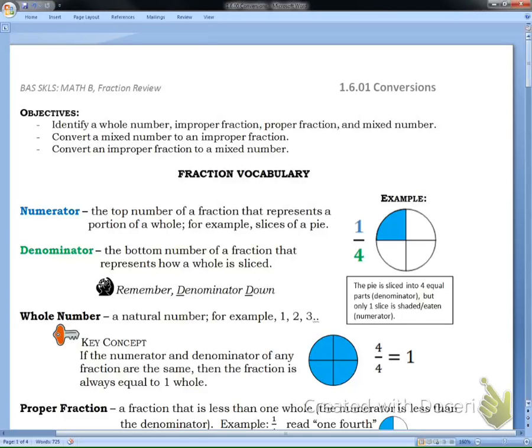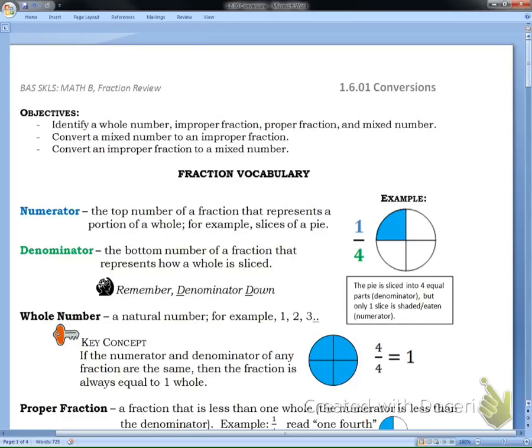So look at our example here. You have this whole pie, and you notice that one slice of the pie is colored in. So if we wanted to write a fraction to represent that one slice, you would write 1 over 4. 1 being the slice that, let's say, you ate out of the 4 slices that were in one whole pie. To help you remember the difference between numerator and denominator, just remember denominator down. They both start with the letter D, so it's the one that's below or down.